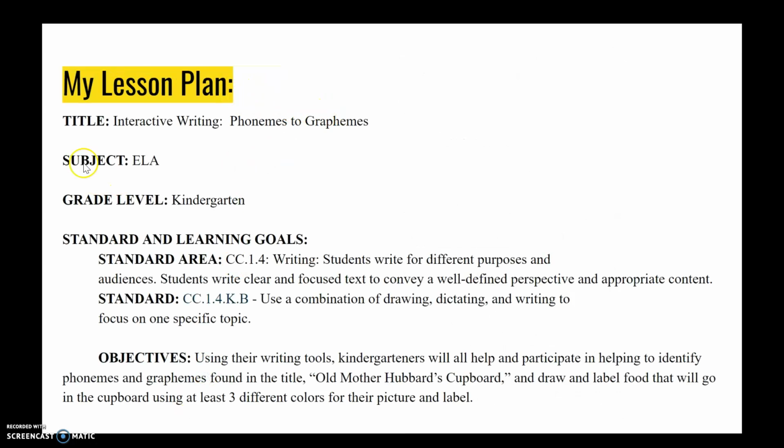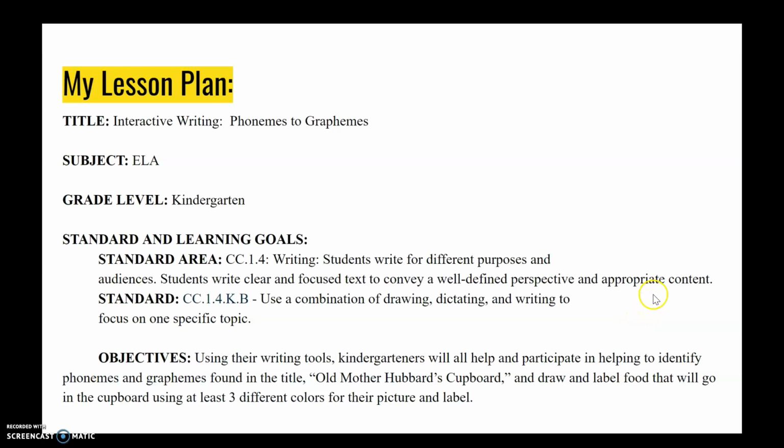So my lesson plan, interactive writing, phonemes and graphemes. The subject is ELA, grade level is for kindergartners. These are the standards, so it's writing. Students write for different purposes and audiences, students write clear and focused text to convey a well-defined perspective and appropriate content. And there's the standard, and I use a combination, drawing, dictating, and writing to focus on one specific topic.